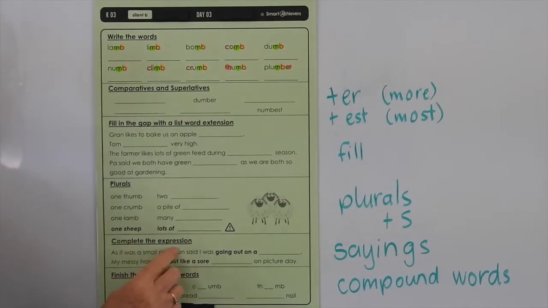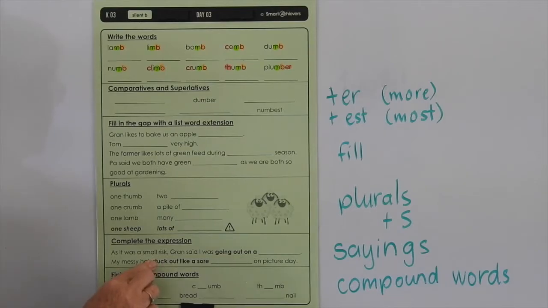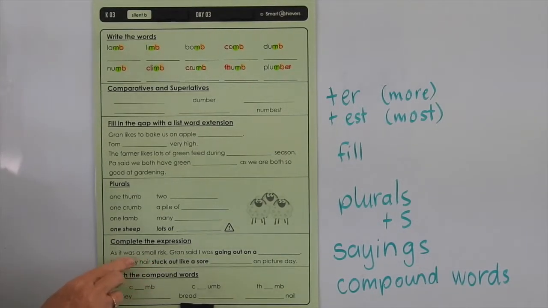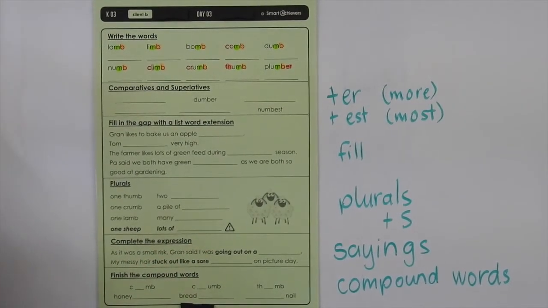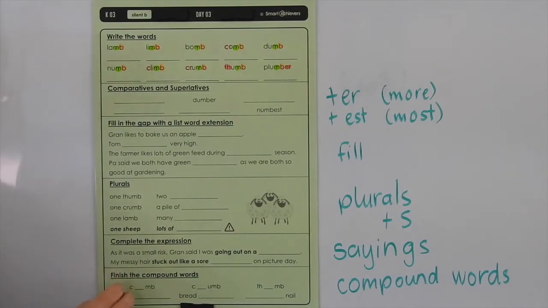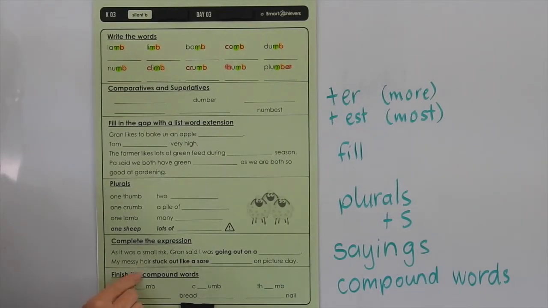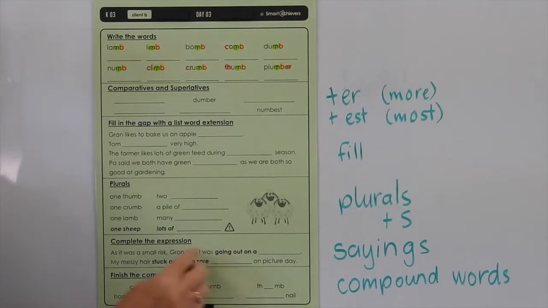So you have to know the meanings of these common idioms, because when you read books, the author may use them, and if you don't understand what they're implying, then you won't comprehend what the story's about as well as you could. Down the bottom you have to finish the compound words. We've got those letters to fill in there, and then you're going to work out what's the new word. Honey something, honeycomb, breadcrumbs, thumbnail. That's quite easy for you.